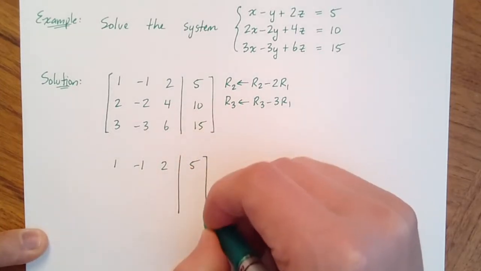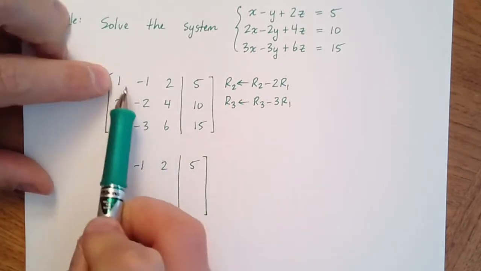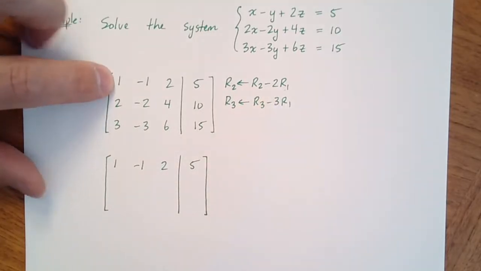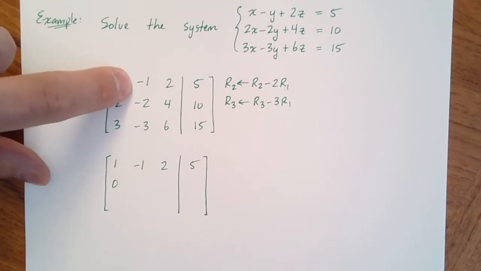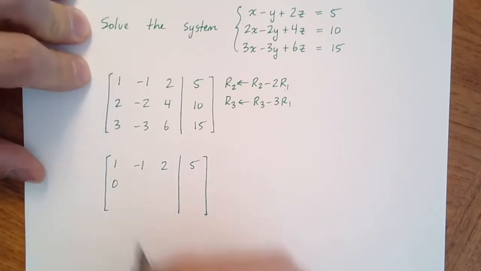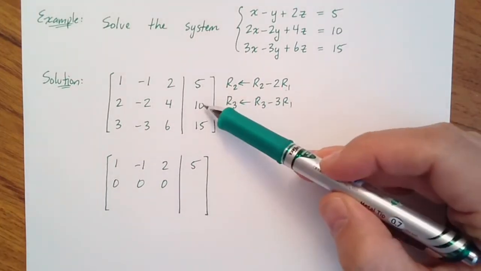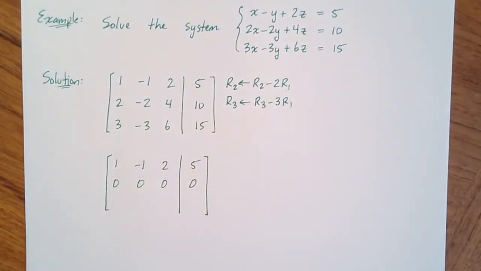So I'll leave some space to do the second and third row. So let's fill out the second row. I'm subtracting the first row from the second row twice. So if I go 2 minus 2 times 1, I'm going to get 0. -2 minus 2 times -1, that's like -2 plus 2, which will be 0. And then if I go 4 minus 2 times 2, I'm going to get 0 again, because that's like 4 minus 4. And then for the last entry, I'll have 10 minus 2 times 5, which actually is 0 again. So every single entry in this row turned out to be 0.